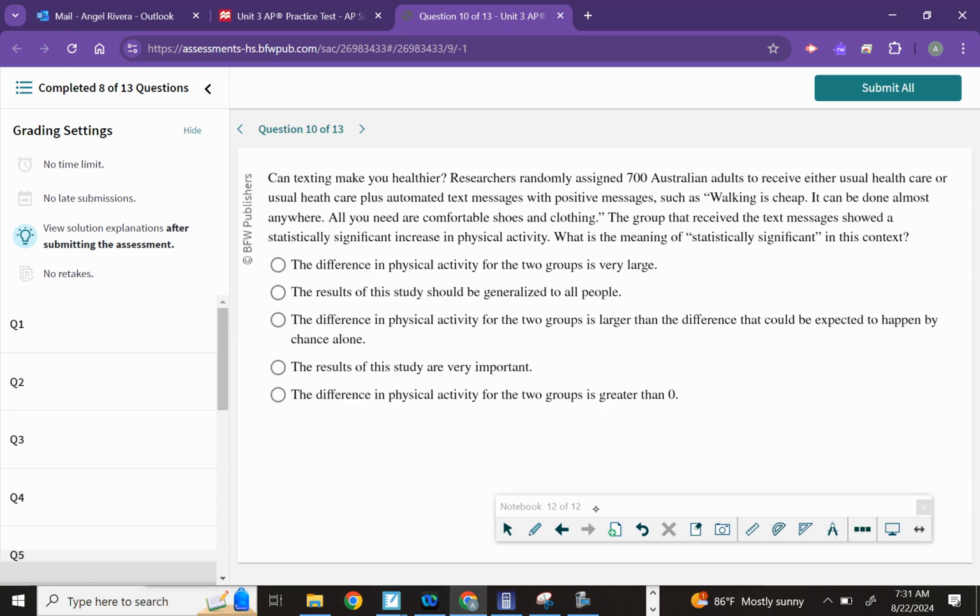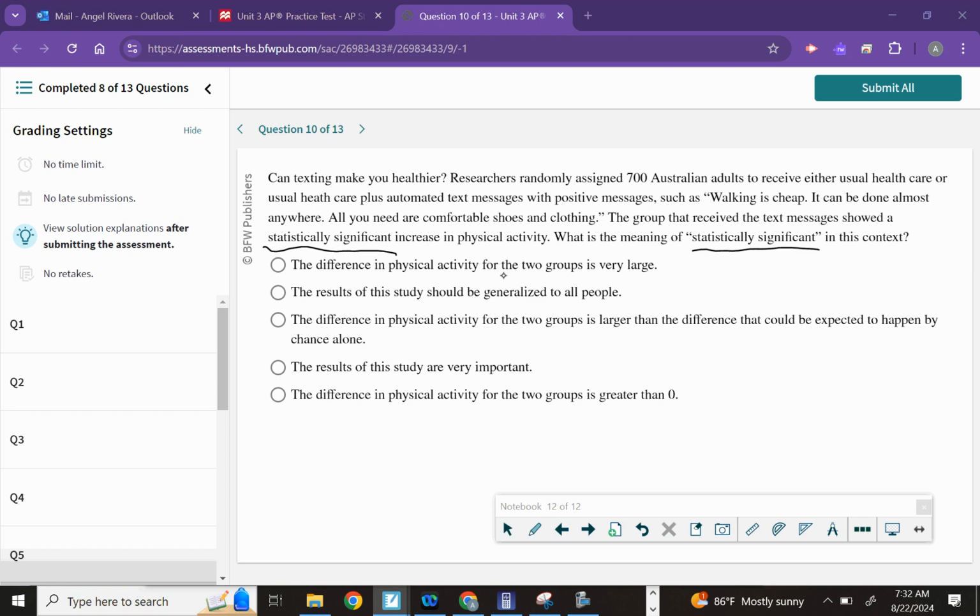Can texting make you healthier? Researchers randomly assigned 700 Australian adults to receive either usual healthcare or usual healthcare plus automated text messages with positive messages such as walking is cheap. It can be done almost anywhere. All you need are comfortable shoes and clothing. The group that received the text messages showed a statistically significant, so I can see where this question is going, increase in physical activity. What is the meaning of statistically significant?